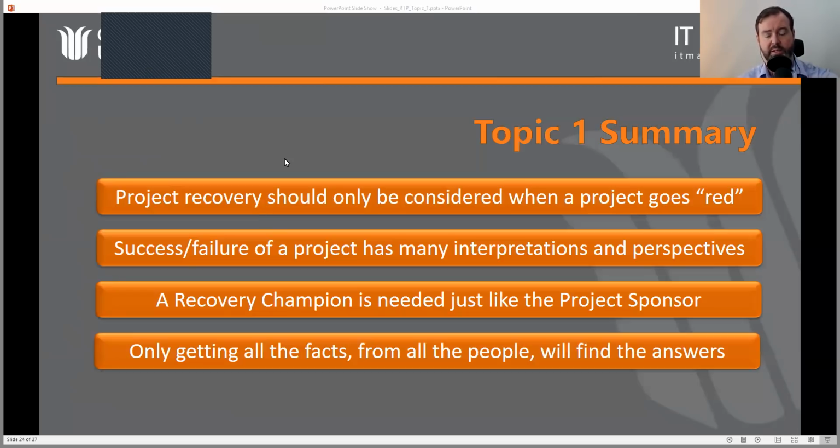Let's summarize this week's discussion. The major takeaways: project recovery should only be considered when a project really needs it, and determining success and failure is not an easy thing. It requires a great deal of interpretation. You do need a recovery champion to create the positiveness that is necessary to keep the morale moving forward for a project that's in recovery mode. And getting the facts, there's no substitute for getting all the details from everyone to get the real answers that we need. We'll talk more about how to do that in the coming weeks.